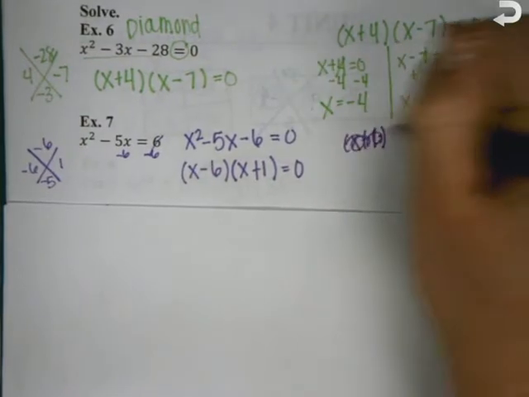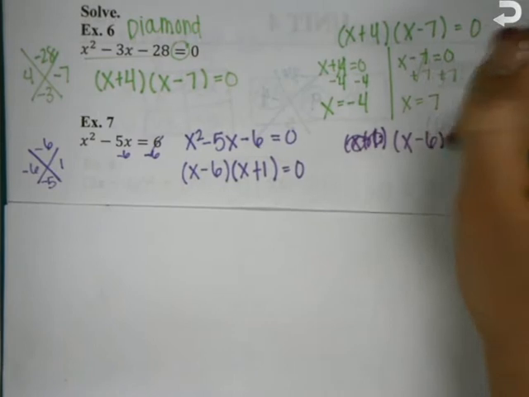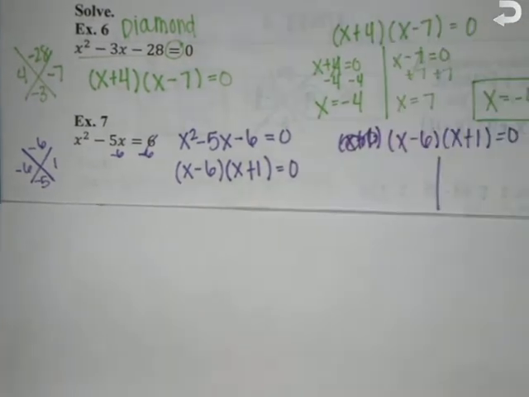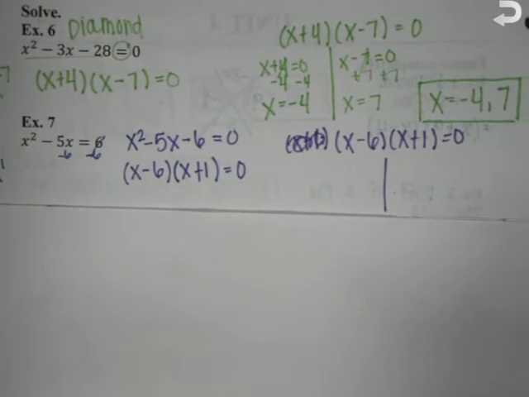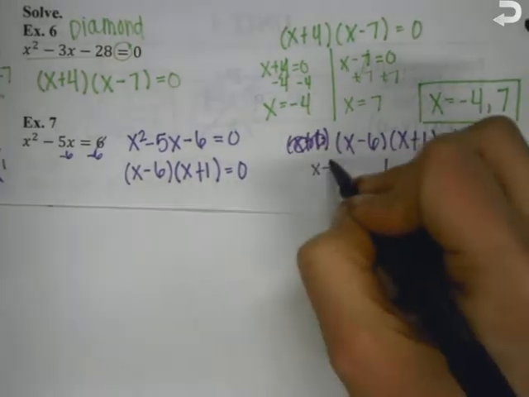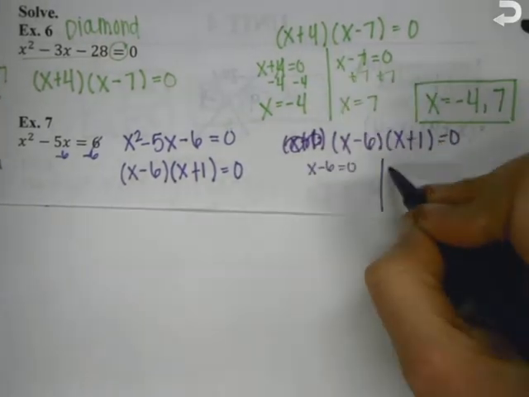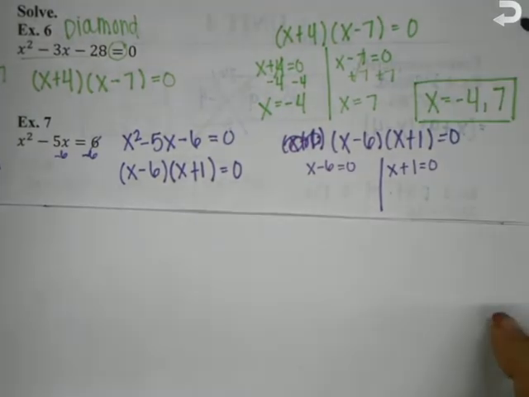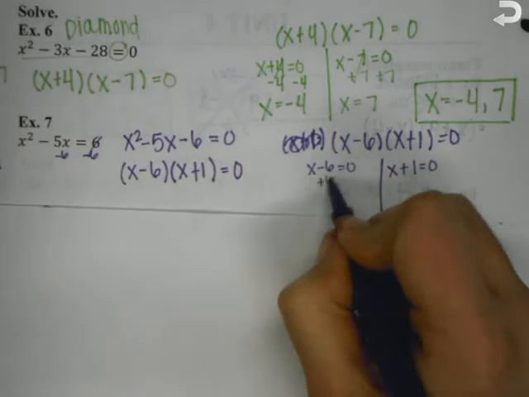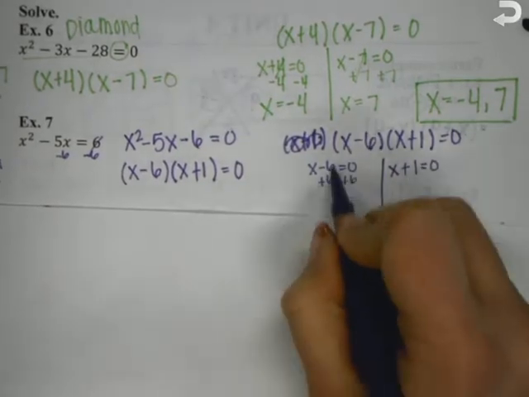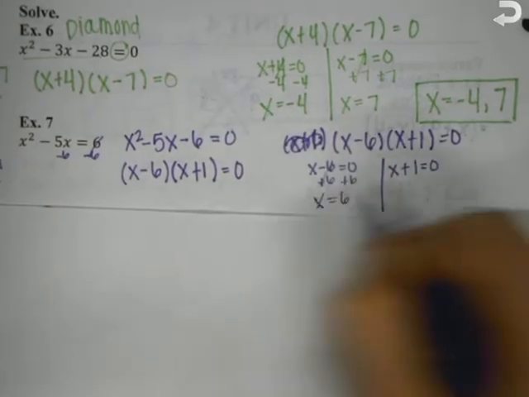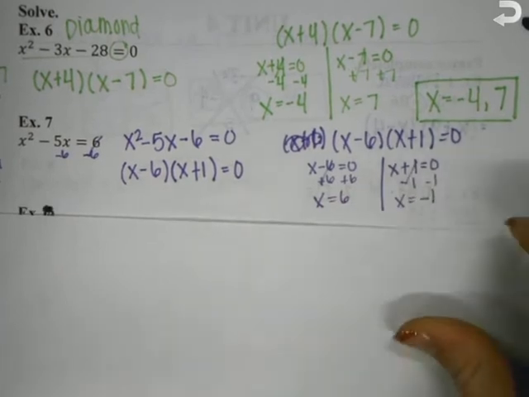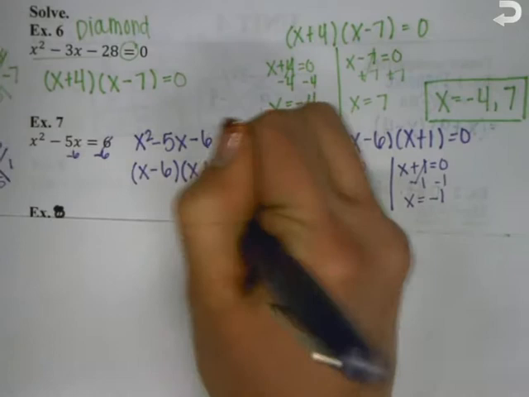So x minus 6 equals 0. x plus 1 equals 0. I add 6 to both sides, and I get x equals 6. And x equals negative 1. Does it matter what order? No, the order doesn't matter. Example 8.